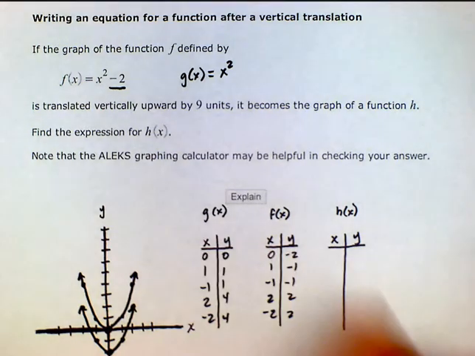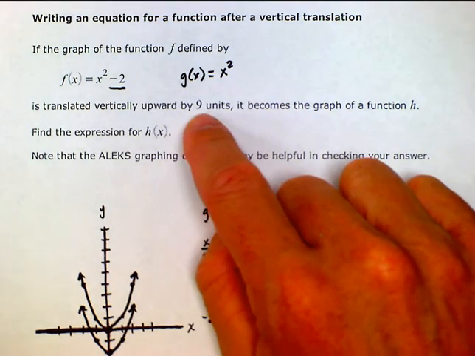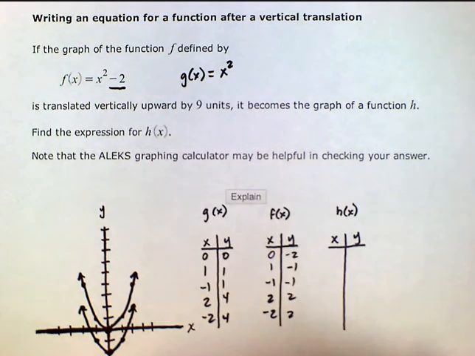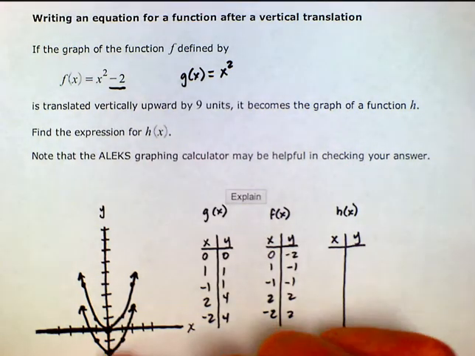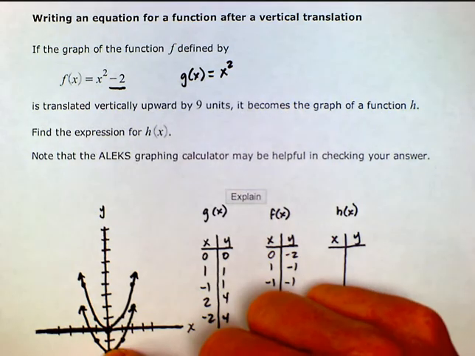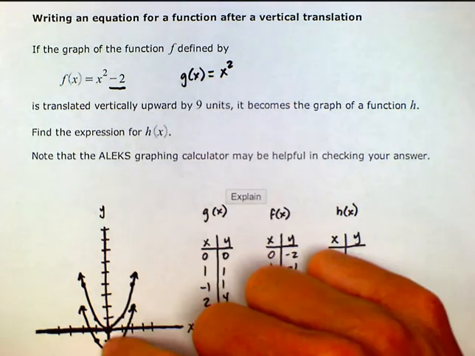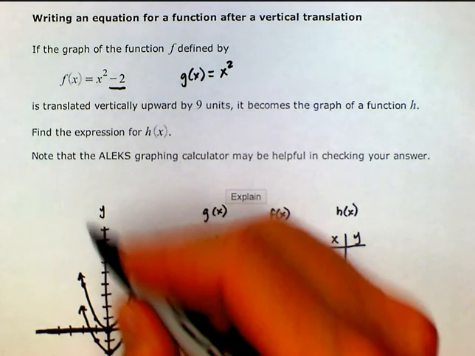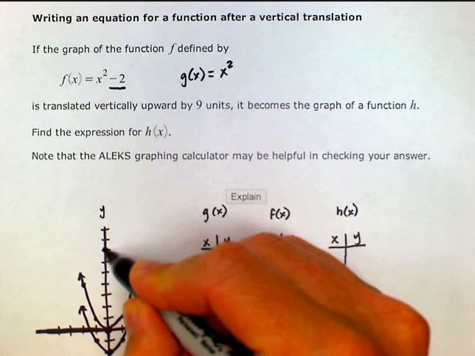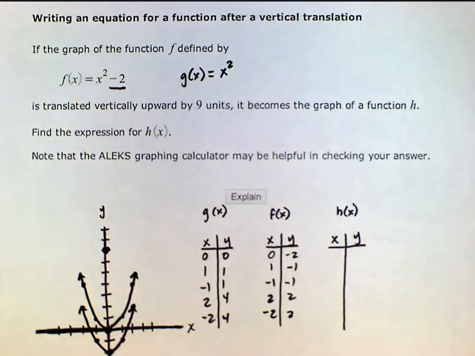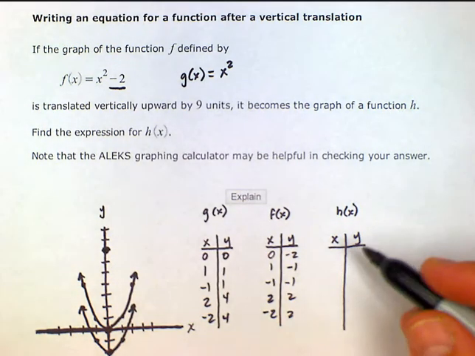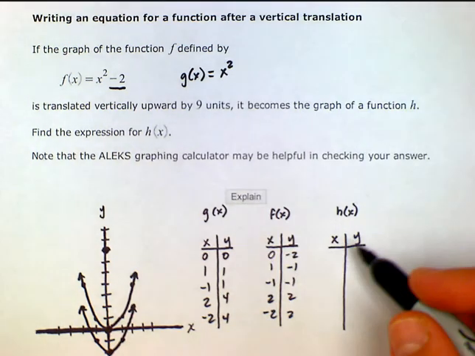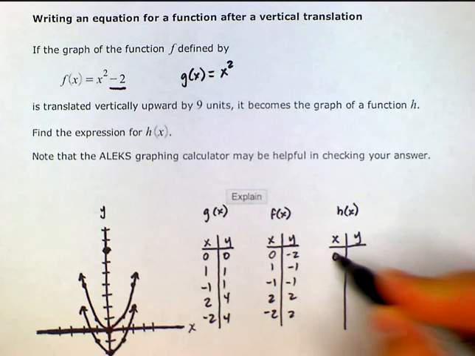So now it's asking us, what if we shift up 9 units? What is the expression for h of x? Well, what is it going to look like? If we shift from here up 9 units, then we're just going to be adding 9. 1, 2, 3, 4, 5, 6, 7, 8, 9. It looks like here at 0, 7 would be our vertex, and we can verify that. It should have the same look to it, just shifted up. We can verify that by plugging in 0.